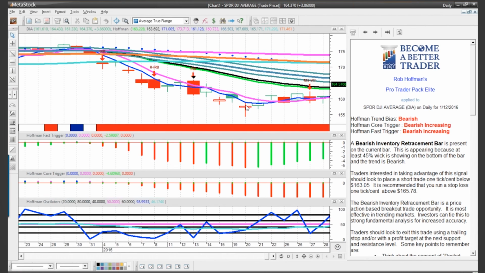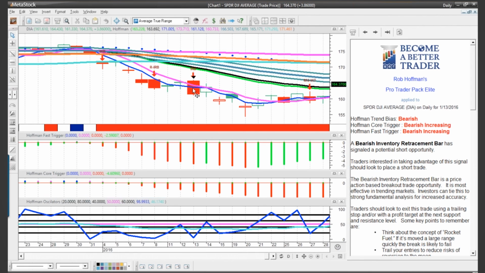So, bearish inventory retracement bar. There it is, gang. Bearish, so the trend is bearish decreasing on the core trigger, bearish decreasing on the fast trigger, and look what it did. It continued to go down very nicely there on the diamond. That's an ETF there for you. For those of you that were asking about the index ETF, there it is for you right there.